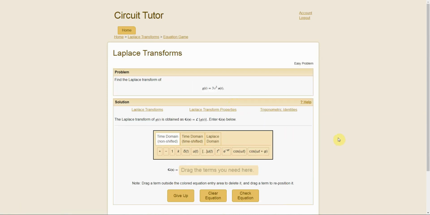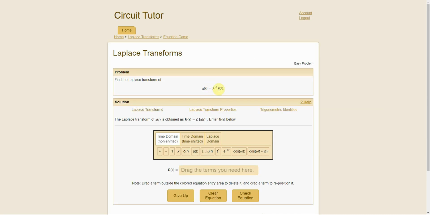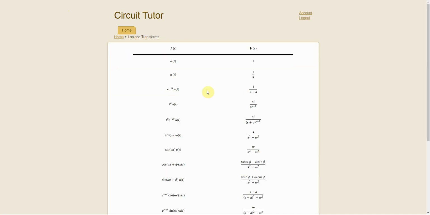So the first problem here asks us to find the Laplace transform of 3t cubed u of t. Remember that anything we're going to take the Laplace transform of typically has a unit step function involved. So to do this, it's really very straightforward. We're going to use a table of Laplace transforms. So to access that table, you can always just click on the link here, and that'll bring that up in a separate tab. And so since we're looking for t cubed u of t, basically, we can look at that and find this formula here.